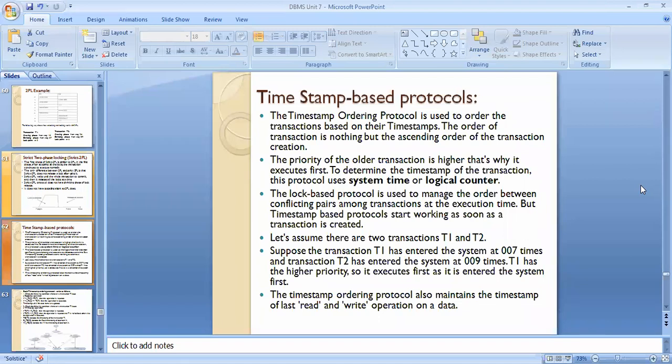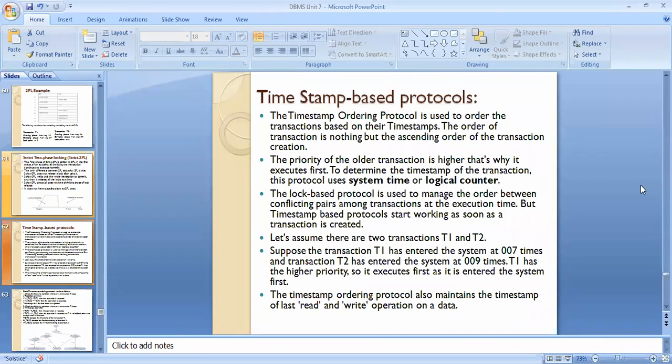Okay, so let's assume first there are two transactions, T1 and T2. T1 enters the system at 007 time and T2 enters at 009 time. So which one has the higher priority? Yes, of course, T1 has the higher priority than T2, because it enters the system earlier than T2.